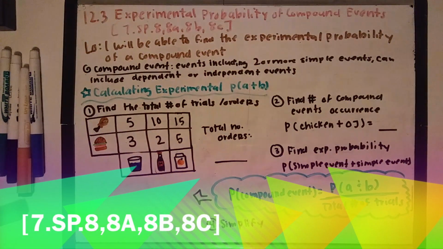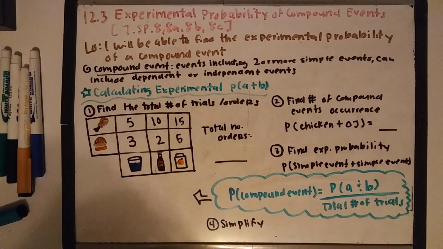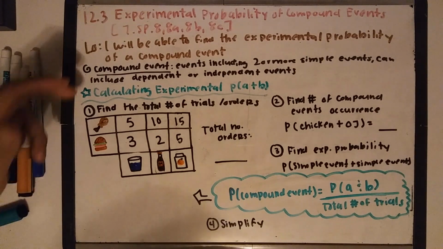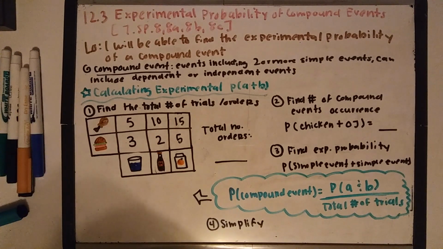Okay, so we're going to do 12.3, experimental probability of a compound event. Standards, objective: to be able to find experimental probability of a compound event with at least 80% accuracy given independent practice. Your vocabulary term is compound event, which is basically an event.